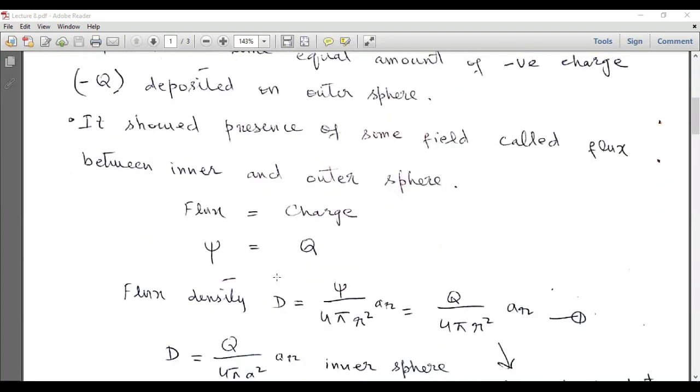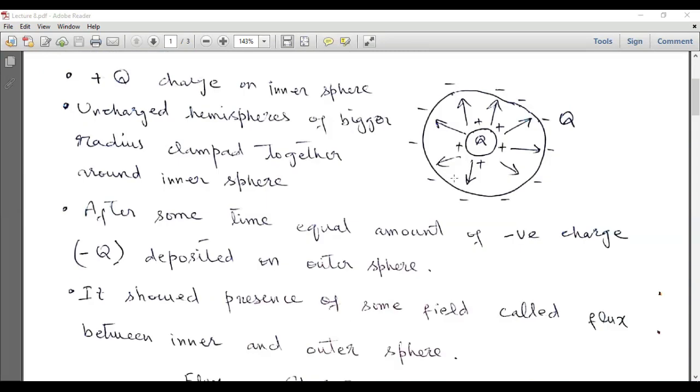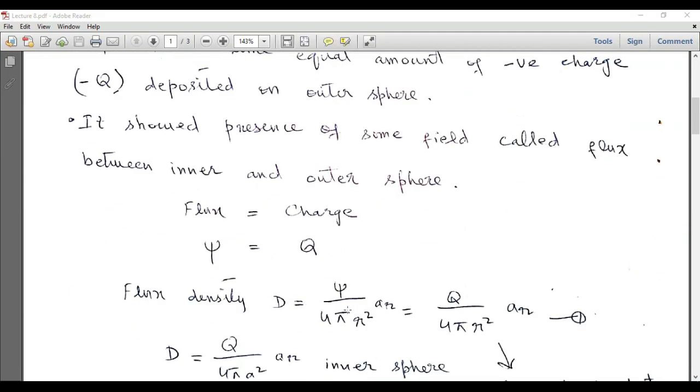Okay, so we have to first calculate the flux density. So these are the flux lines. The density of these flux lines can be calculated by simply dividing this flux by the surface area of the sphere. So it is equal to psi divided by 4 pi r square, and AR is a unit vector, which is the radially outward drawn unit vector. So psi is the flux, and psi is equal to q. So q over 4 pi r square AR is actually the flux density.